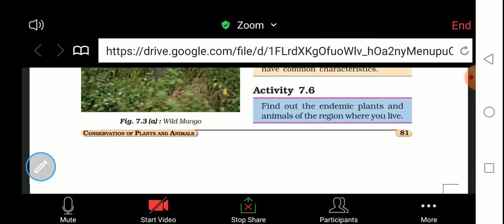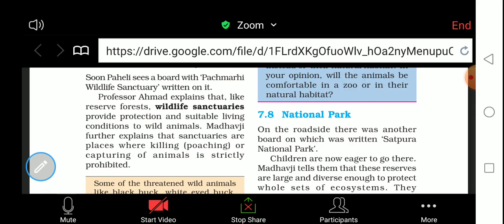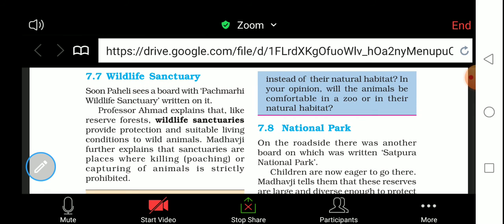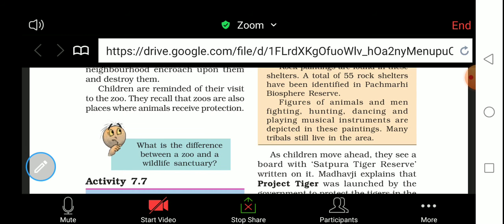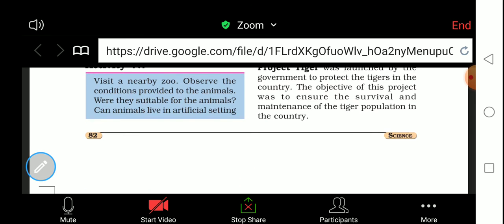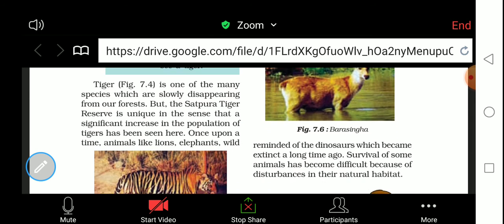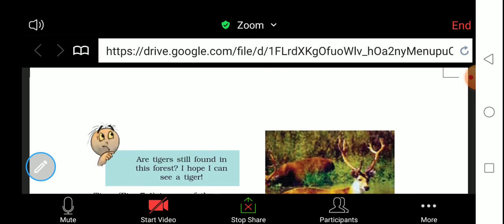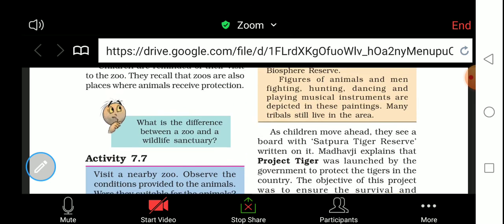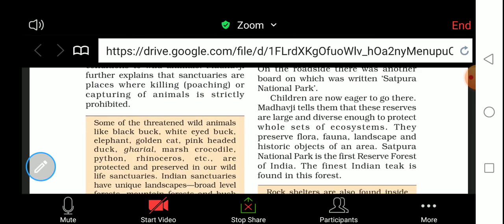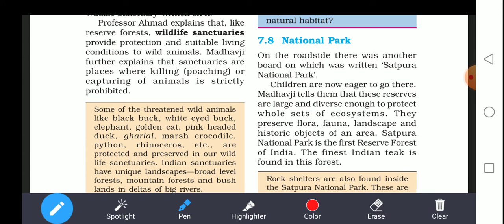Now we'll study about what is a species. Also, you have studied wildlife sanctuary and national park. We'll see about national park. So on the roadside there was another board on which was written Satpura National Park.